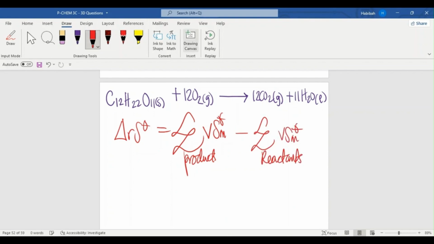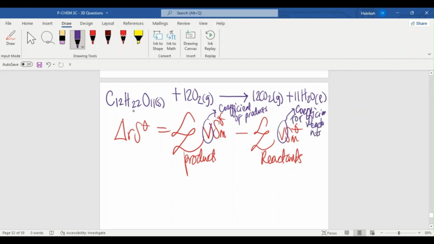I want to quickly mention something to you. You see this V value right here. This V value here is simply the coefficient of products. I did not say it in the first one because the information was not necessary, but it's going to be very necessary in this one. While this one that I'm writing is a coefficient for reactants. You're going to see why this is important soon. So we have this formula. We're just going to start.